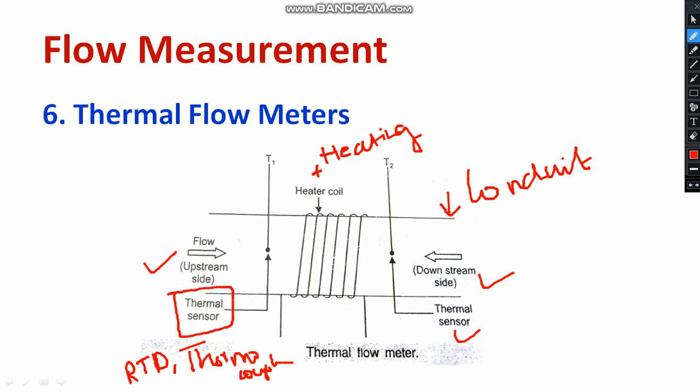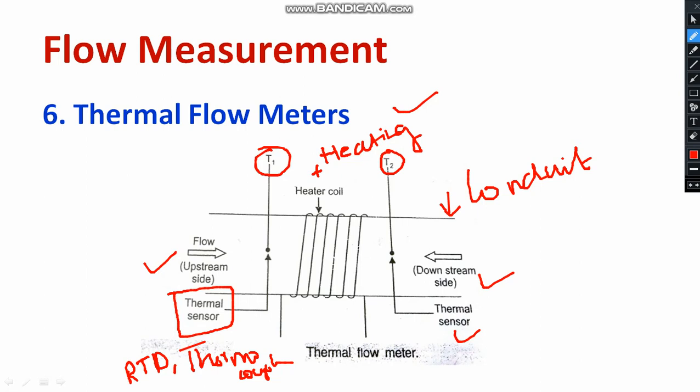How does it work? First of all, you need to heat the particular coil by providing a sufficient amount of heating. Any type of electrical heating, direct or indirect, can be employed. Thereby the coil will be energized, and a bulk amount of heat will be generated inside the coil. Now as the fluid flow starts, it definitely creates changes in temperature. When the fluid flow starts, suppose T1, the temperature T1 is getting reduced, whereas T2 is high.